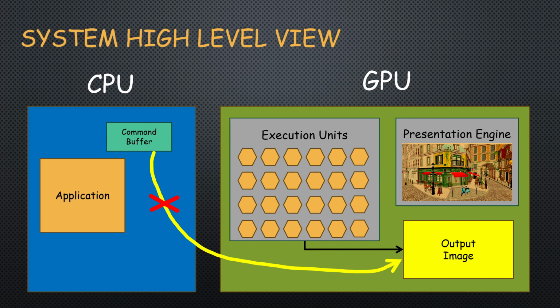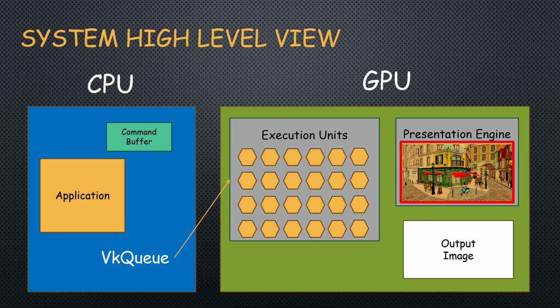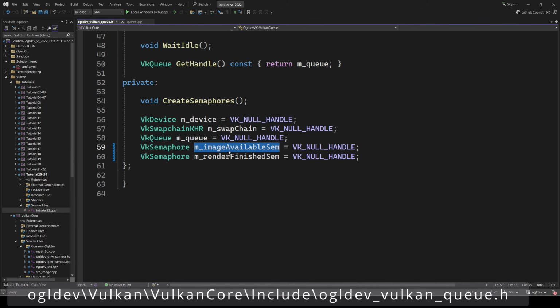In addition, the CPU or the application must ensure that the resources are not reused before they are actually free, and it must avoid overwhelming the GPU or the swap chain. By the way, a VulkanQueue is simply a software abstraction for the physical execution units of the GPU. Remember that the VulkanQueue class maintains two semaphores.